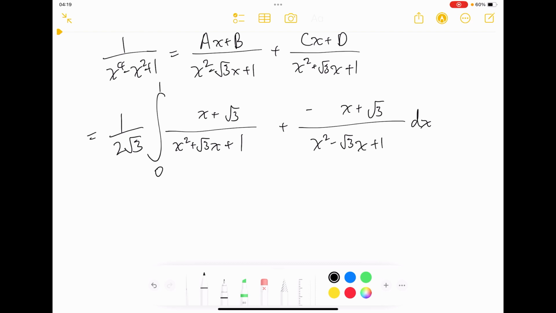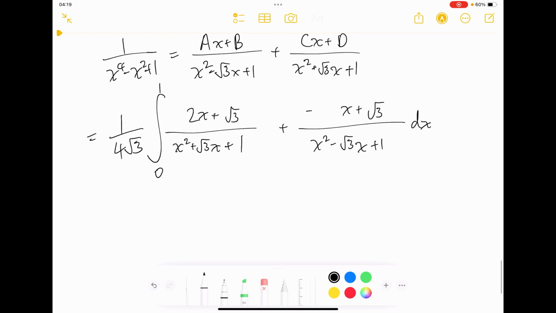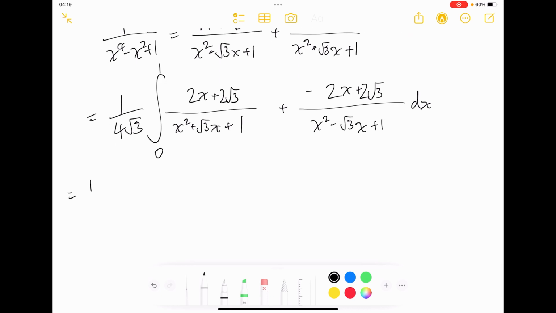And another thing is that, similar to K2, I'm going to try to do a u-sub with this at the bottom, and this requires me to multiply the top by 2 again, because of that x squared. So, if I multiply the top by 2, I'm going to have to divide by 2 as well at the front, so that becomes a 4, and there's a factor of 2 everywhere at the top. And now, I'm prepared to split this into the 4 integrals that I was talking about. So, I have 1 over 4 root 3.